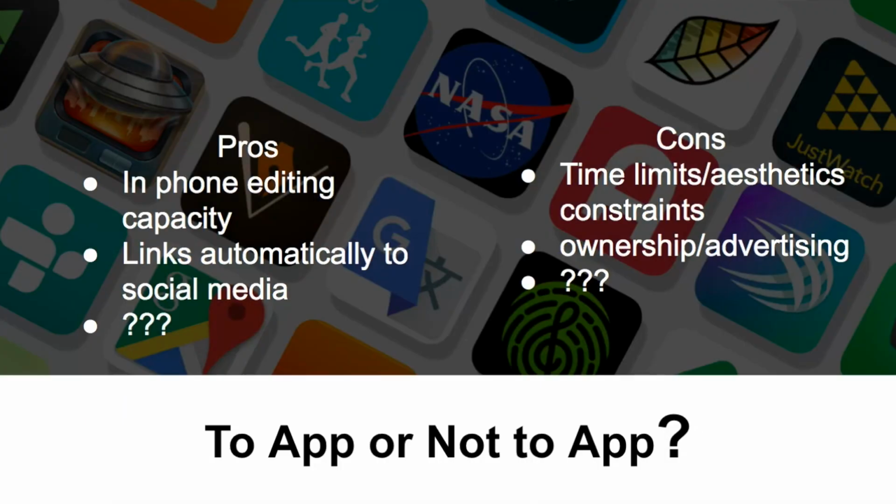Which also brings me to: to app or not to app. And like anything, there are many pros and cons that need to be weighed out. One of the pros, of course, is that you have editing capacity, and it links you automatically to social media. However, some of the cons are the time limits, aesthetic constraints, ownership, and advertising. So these are some things that need to be considered carefully if you do choose to use an app to create your Cellphilm.